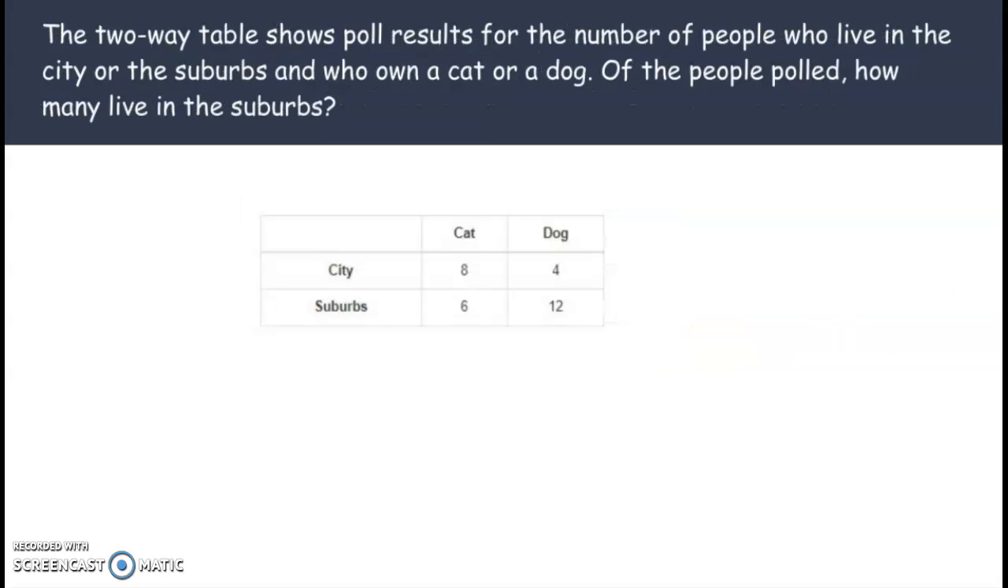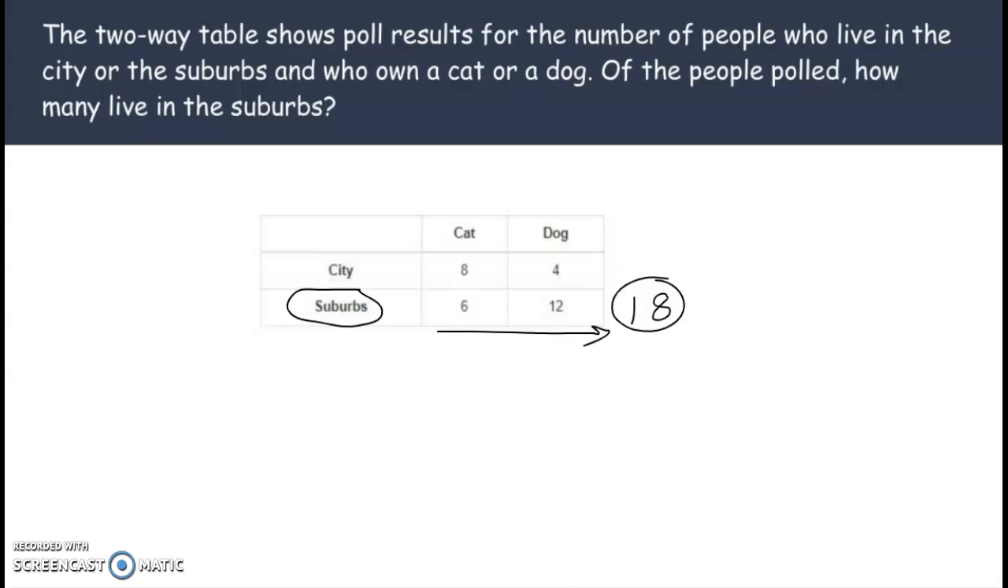Let's look at another one here where the two-way table is made for us. It says the two-way table shows the results for the number of people who live in the city or the suburbs who own a cat or a dog. All right, so whether you live city, suburbs, you own a cat or a dog. Of the people polled, how many live in the suburbs? Questions like this, you just have to focus on one classification and then add across the 6 plus 18. 6 plus 12 will add up to 18. To answer the question, 18 people lived in the suburbs.